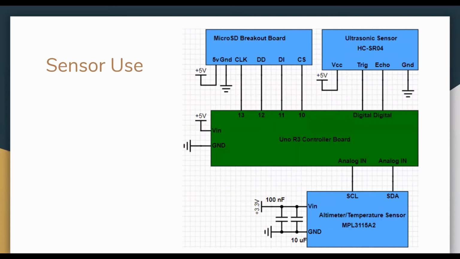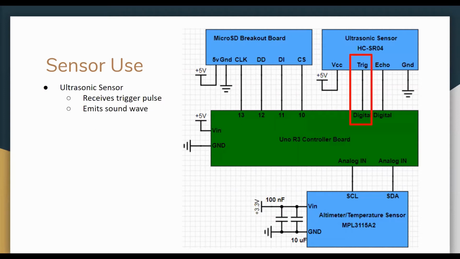Now, I'll talk about how our device collects data. First, the ultrasonic sensor uses TTL protocol to send and receive data. The sensor receives a trigger pulse, then immediately emits a sound wave. When the sensor hears the echo of this sound wave, it returns an echo pulse that represents the amount of time it took to receive the sound wave.